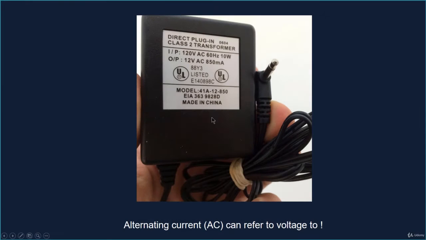So for example, here we have a 12 volts AC power supply, which outputs a 12 volts AC voltage, and if the voltage is alternating, then the current will implicitly alternate too. It's not possible to have an AC voltage with DC current, for example, because the voltage is the one that causes electrons to flow, and current always follows the voltage. So AC voltage means an AC current as well.